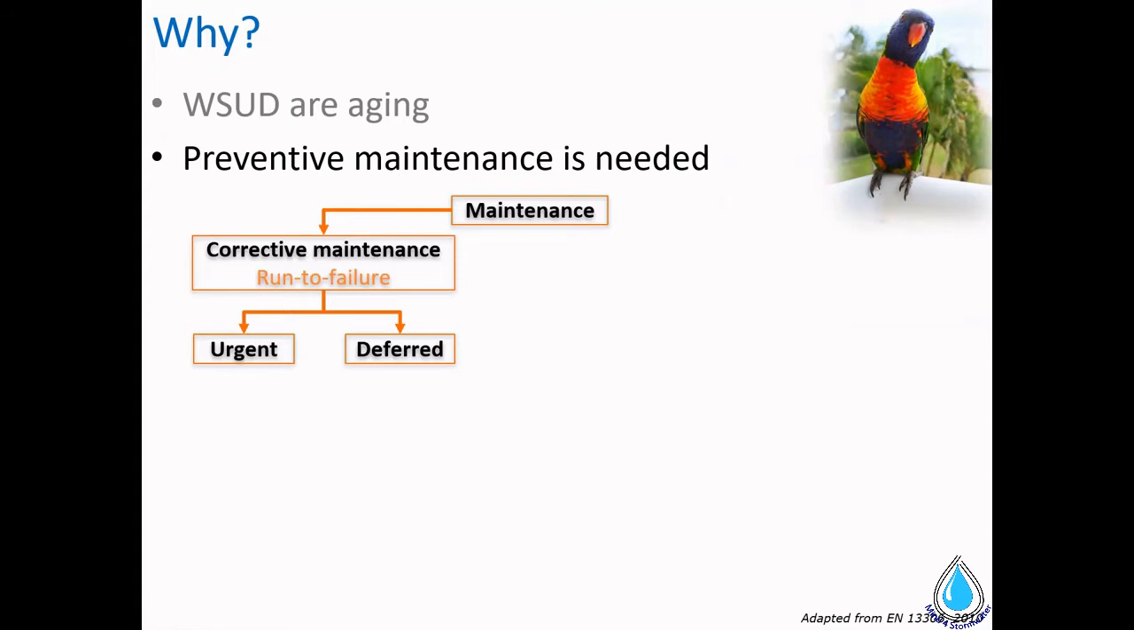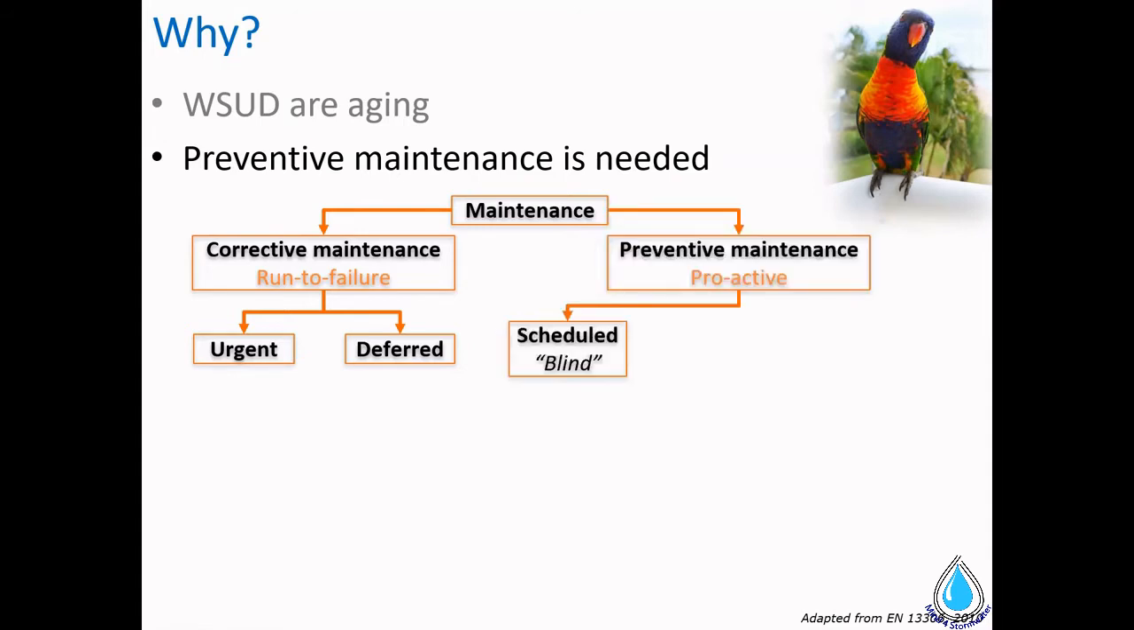For now, most of the maintenance of WSUD is based on corrective or run-to-failure maintenance, meaning that we will wait for the failure to happen before taking urgent or deferred action. The best would be to move from corrective maintenance to preventive maintenance and act before the failure. One way to do that is to organize scheduled inspections and go, for example, and inspect WSUD every 6 months. But these scheduled inspections are also blind inspections because you don't know if you need to go and inspect when you are going in for the inspection.